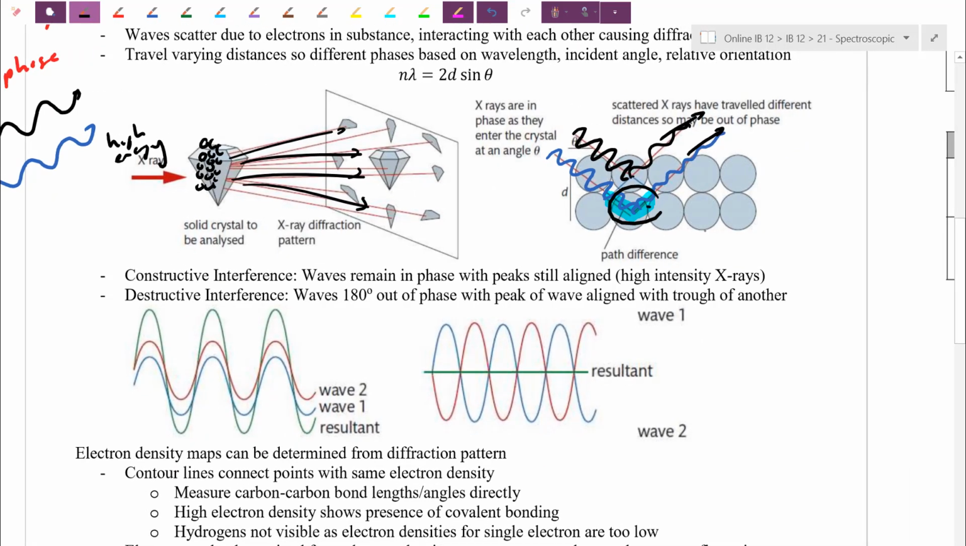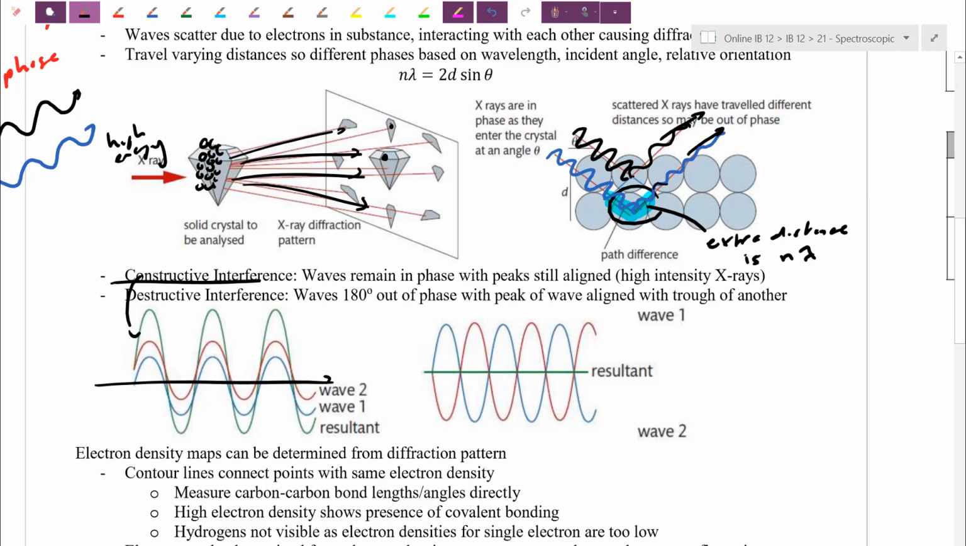There's no doubt that this blue X-ray is traveling farther. If the extra distance is some multiple of a wavelength, maybe one wavelength or another wavelength, by the time they match up again, they're going to be perfectly in phase. When they leave perfectly in phase, this is constructive interference. It's going to give me a bright spot on the diagram.